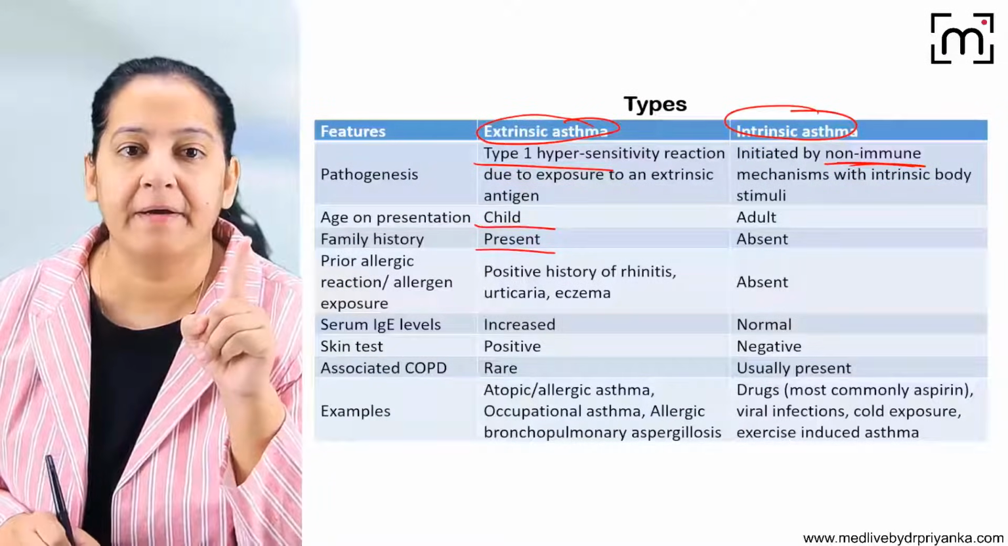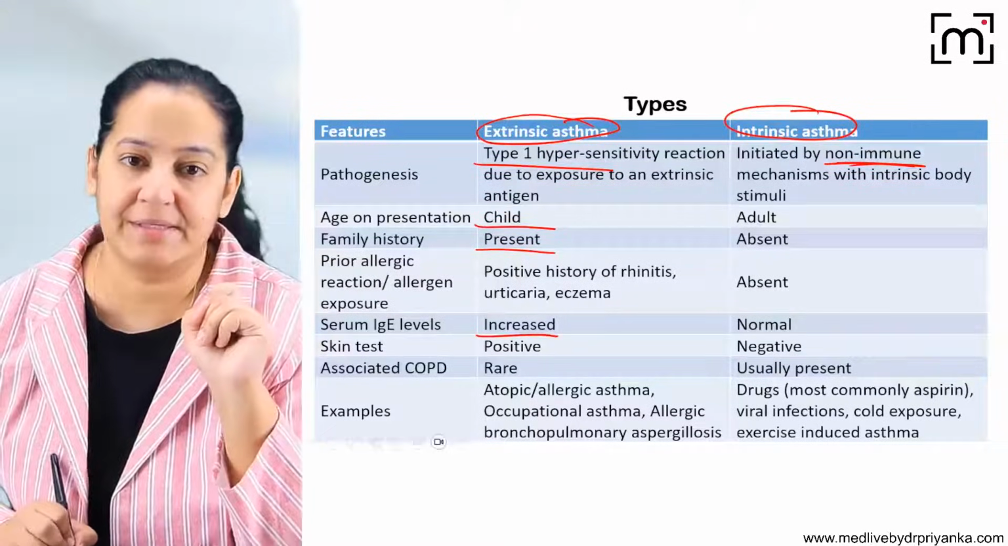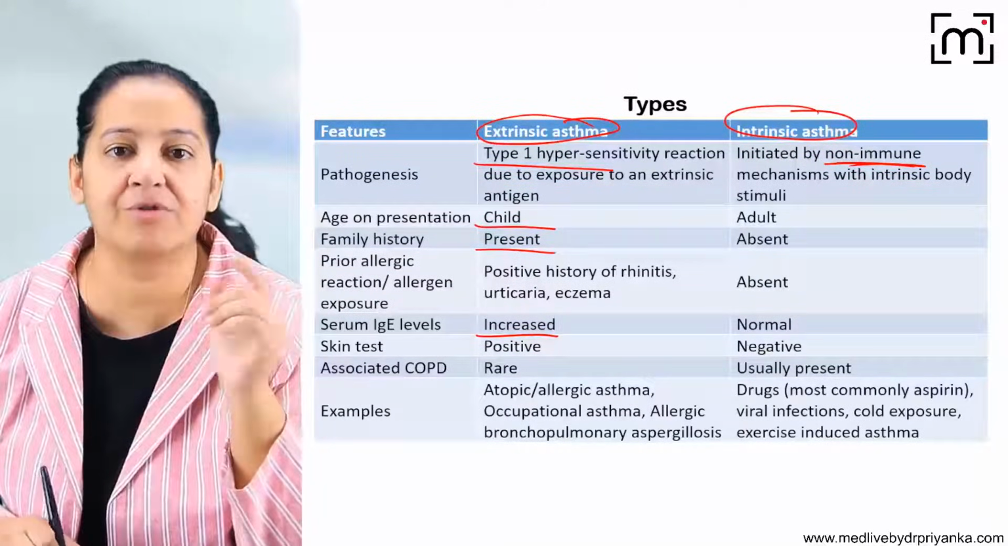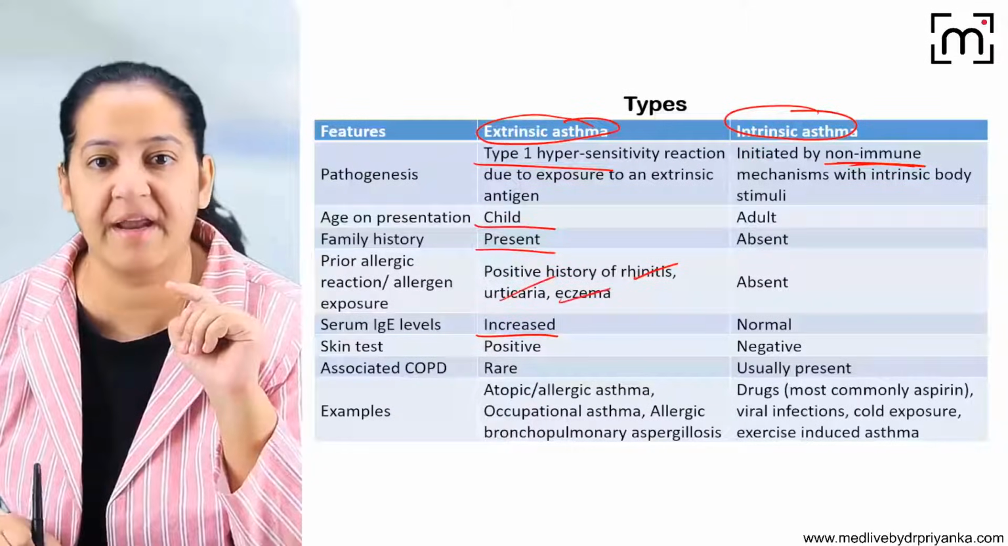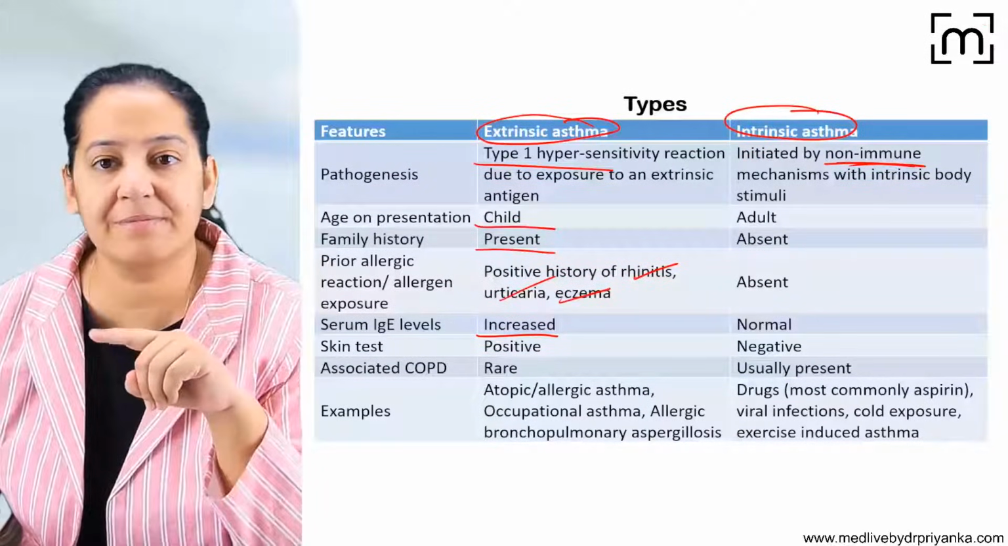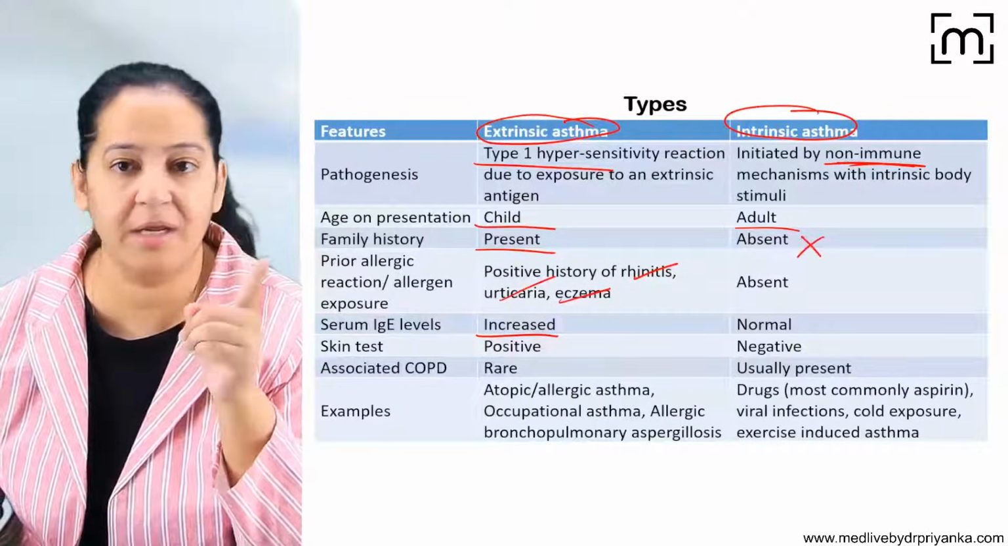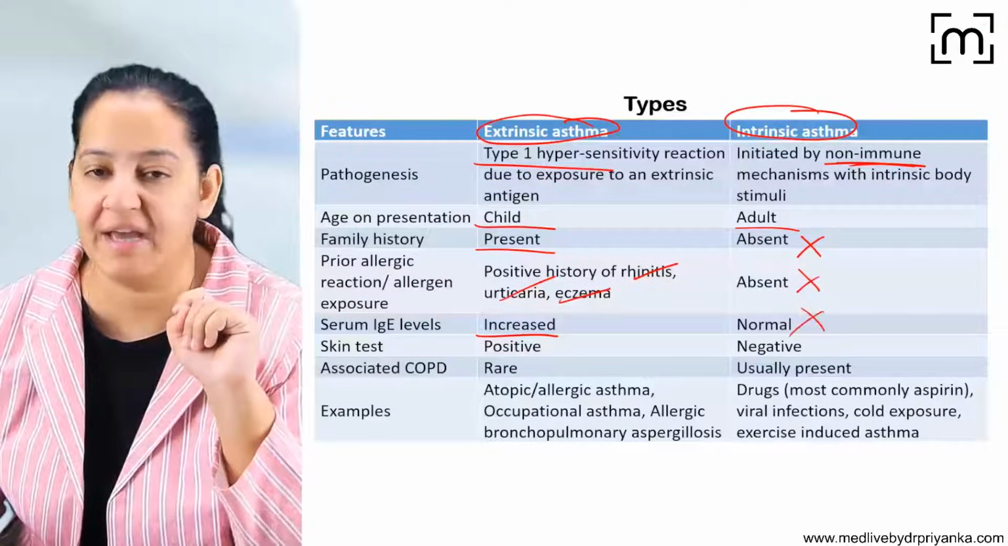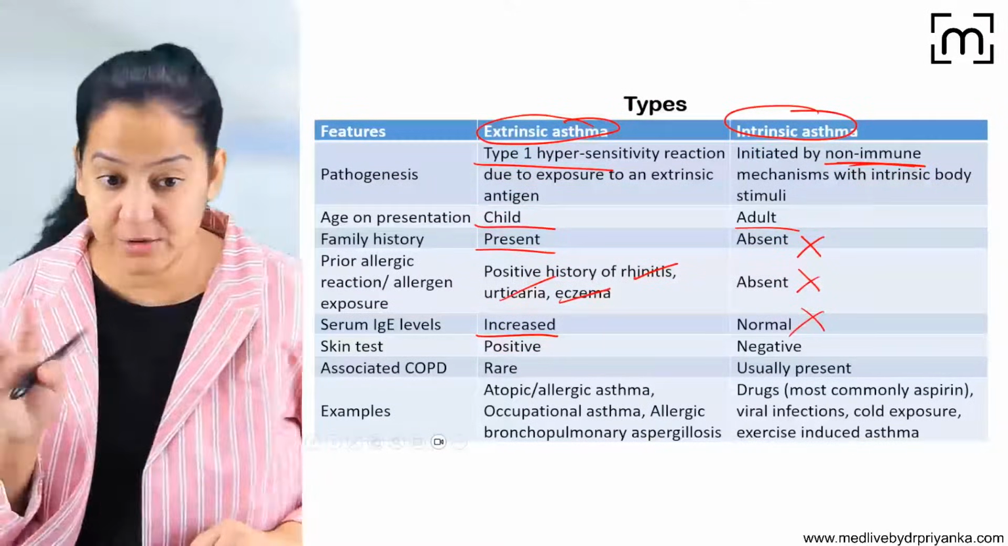And here IgE antibodies are also raised, and here other allergies are also present. History of rhinitis, urticaria and eczema. In intrinsic asthma, it is present in adults. No family history, no other allergies, no IgE elevation in the blood. So that is the two types of asthma.